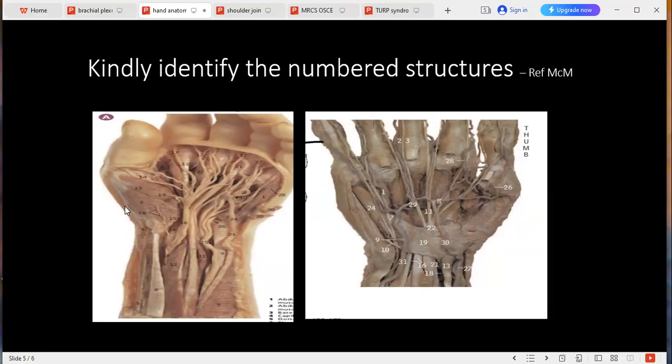And abduction is done by the muscles abductor pollicis longus and abductor pollicis brevis. The longus is supplied by the radial nerve, and abductor pollicis brevis is supplied by the median nerve. So, by this, you can conclude that the thumb alone is supplied by all three nerves. Yes, good.